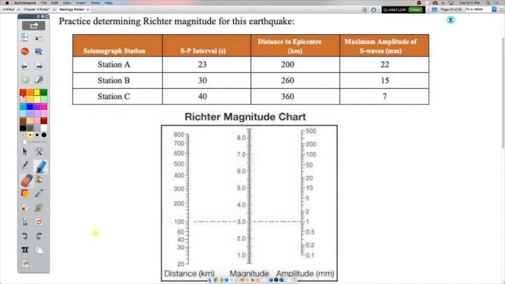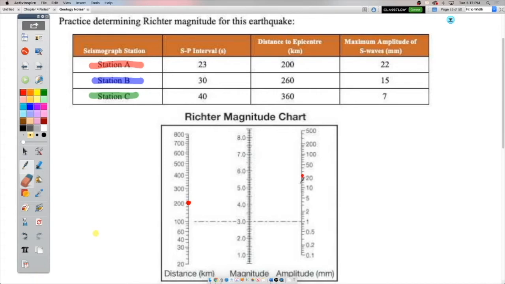So let's just do some color coding here. Let's make station A in red, station B in blue, and station C in green. Okay, so station A, they calculated they were 200 kilometers away. So I go to my distance scale and I say, okay, 200 kilometers and red for station A. Then at station A, the biggest waves they got were 22 millimeters. So just above 20 is 22. So 20 on the amplitude scale, okay?